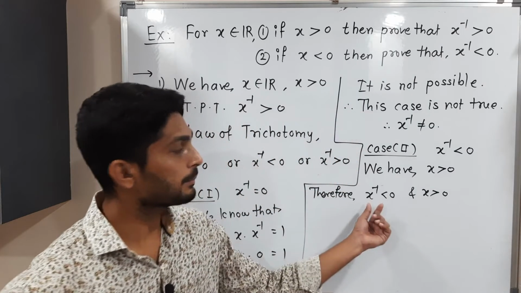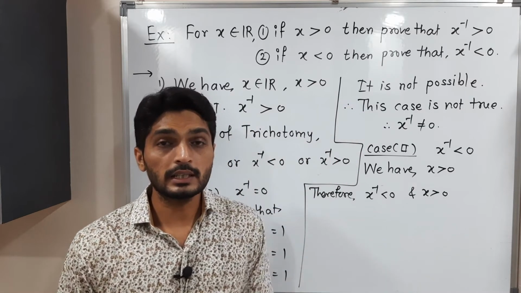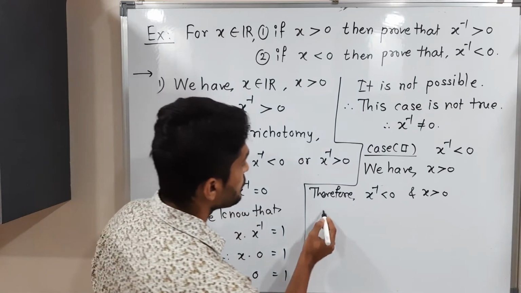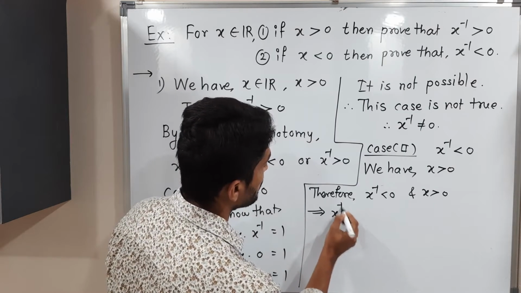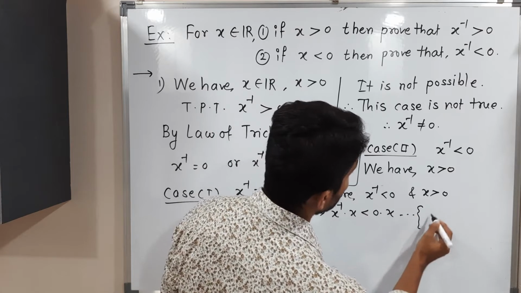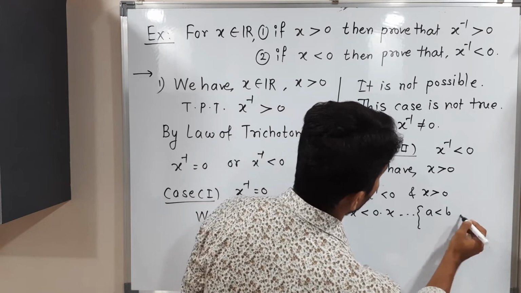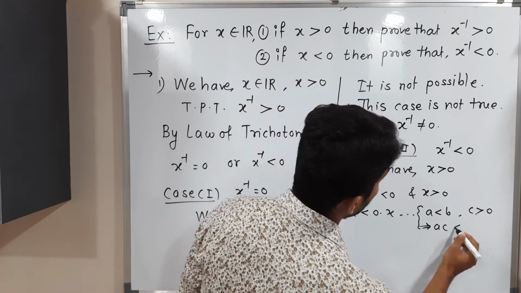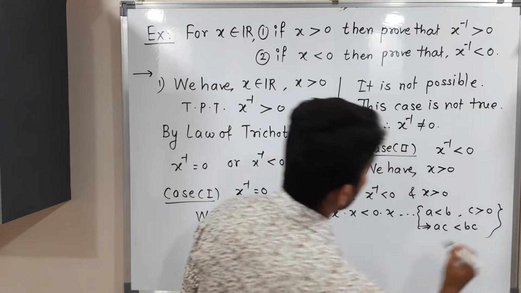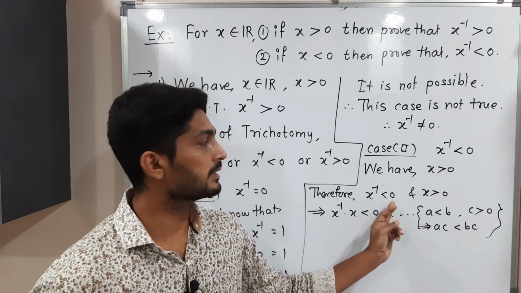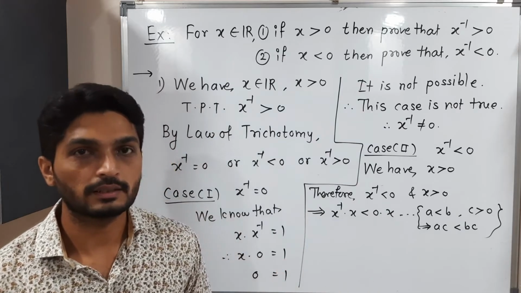See, if I multiply both sides by x, the inequality will be maintained, since we have that kind of result. So therefore, x inverse into x is less than 0 into x. I will tell you the result which I use here. If a is less than b and c is greater than 0, and you multiply both sides by c, the same inequality is maintained. Our c is nothing but x here, and this is a and this is b. So I use that result here.